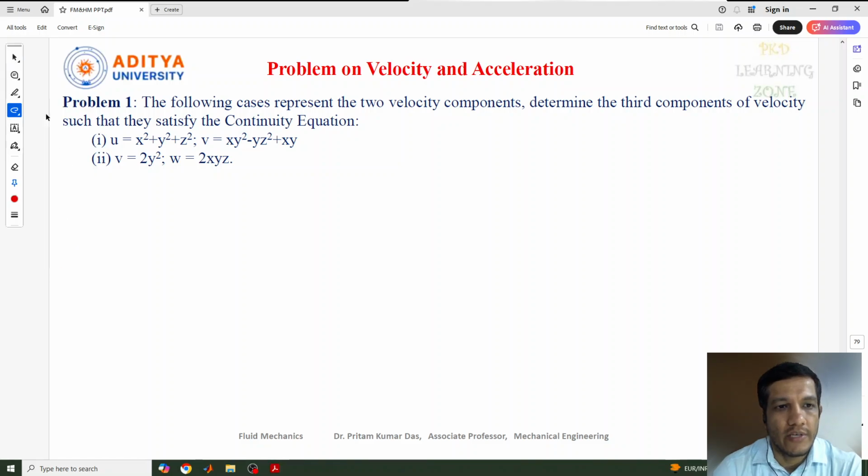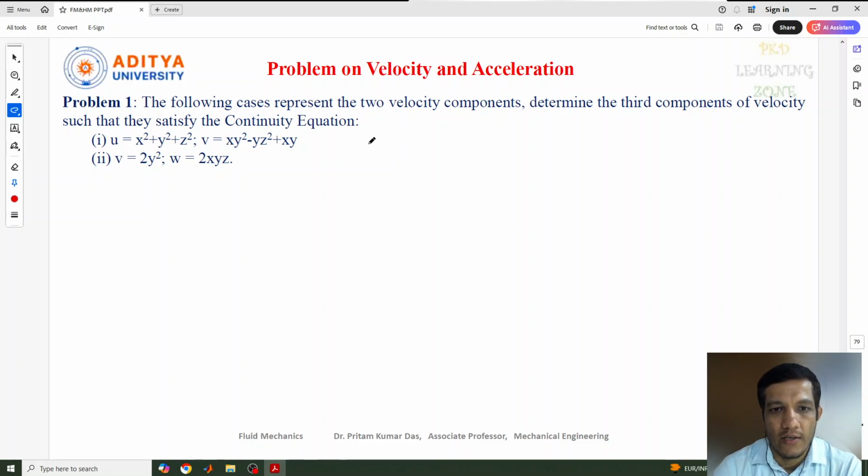Here I have taken a question: the following cases represent two velocity components. Determine the third component of velocity such that they satisfy the continuity equation. So the conditions are given for these two velocities. One is u equal to x square plus y square plus z square, and v equal to xy square minus yz square plus xy, and the second case is v equal to 2y square and w equal to 2xyz. So these are the two velocity components given, and we need to find the third component of the velocity so that they will satisfy the continuity equation.